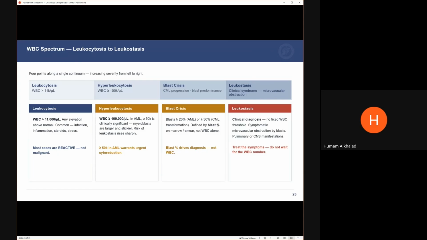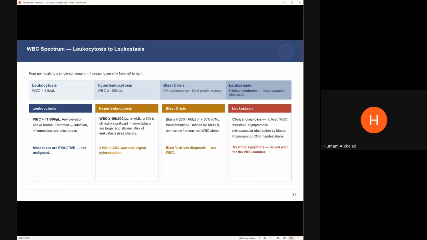Leukostasis, this is a clinical syndrome. So symptomatic blockage of small blood vessels in the lungs, brain, or both. Sometimes you see it in the kidney, sometimes the liver. And there's no fixed white blood cell count number to this diagnosis, but usually these patients come with these complications with the white blood cell count usually around 100,000 to 150,000.